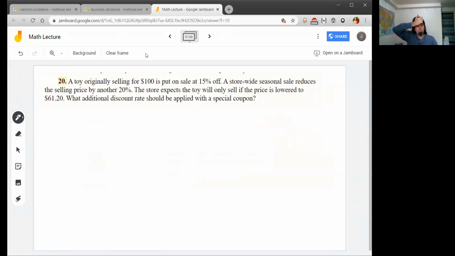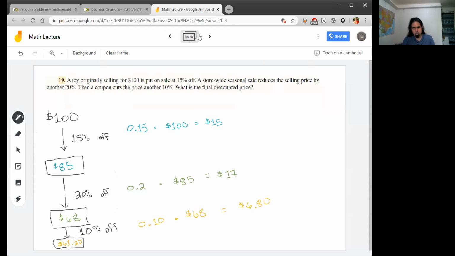Things are different this term. You have no time limit on your tests. So the fact that this is a little bit of a longer problem doesn't necessarily mean that you will skip it. So let's see how this works. So same kind of thing. The store originally is selling this for 100. And we still have that same 15% off. And then we're going down 20%, which I think was the same as last time. Yes.